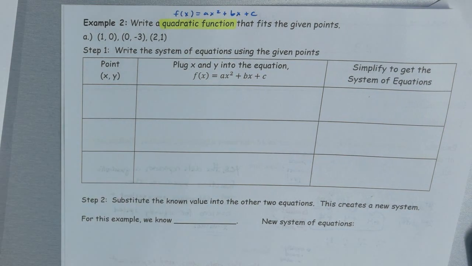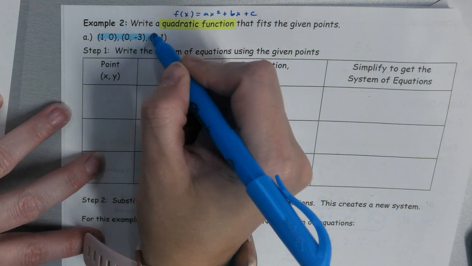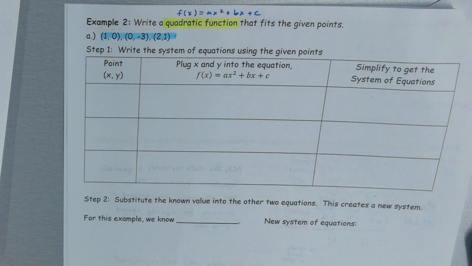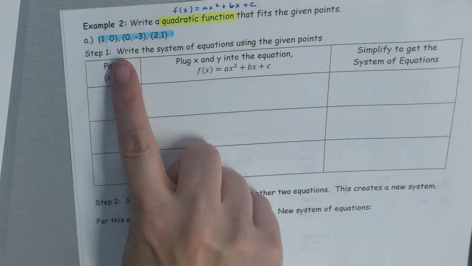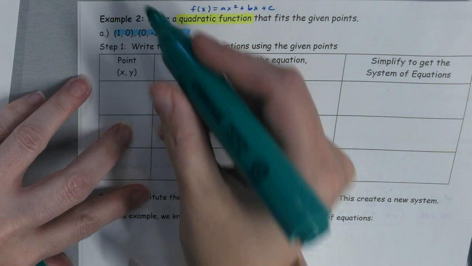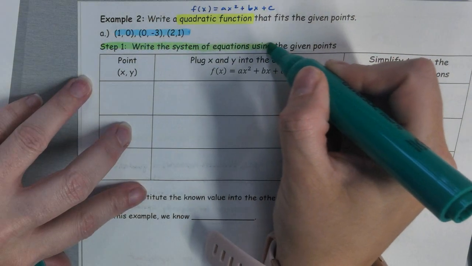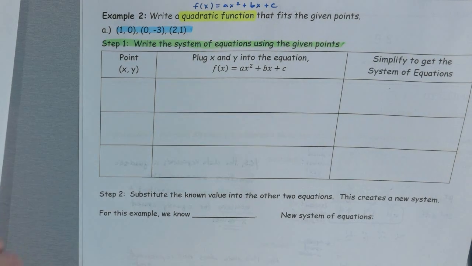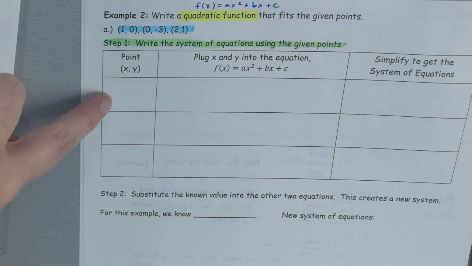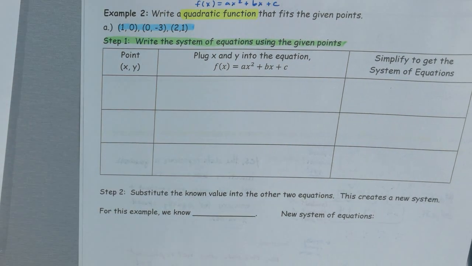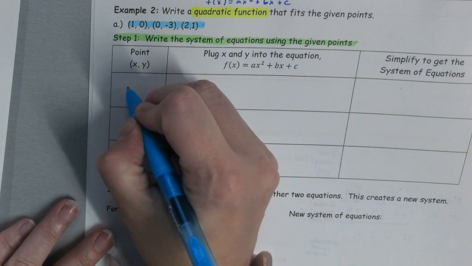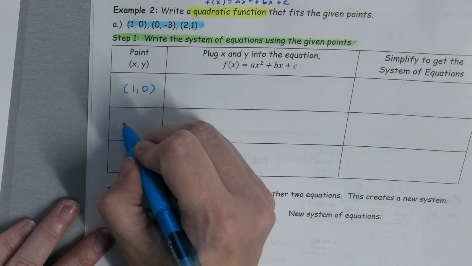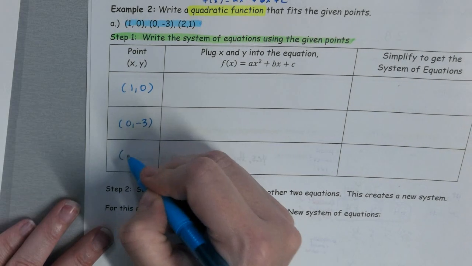Okay, so let's look at what they give us. They give us 3 points, 1, 0, 0, negative 3, and 2, 1. And then what I've done here is I've given you guys these steps so that you can follow along. The first thing we want to do is our goal is to write the system of equations using those given points. So if we're going to write the system using the points, we are going to substitute those into the equation. So each point is going to have its own row. So we have 1, 0, 0, negative 3, 2, 1.